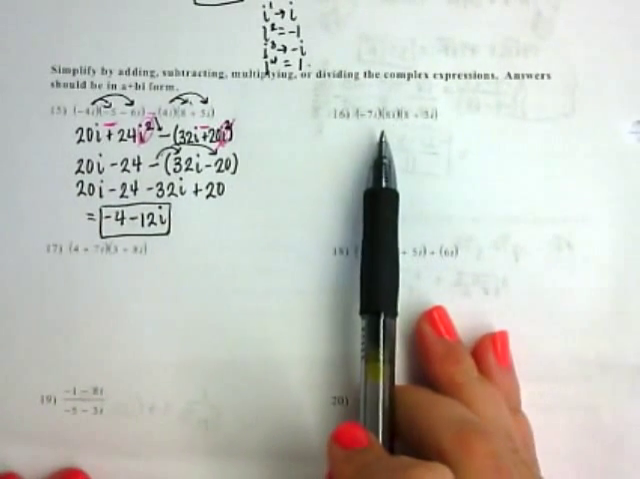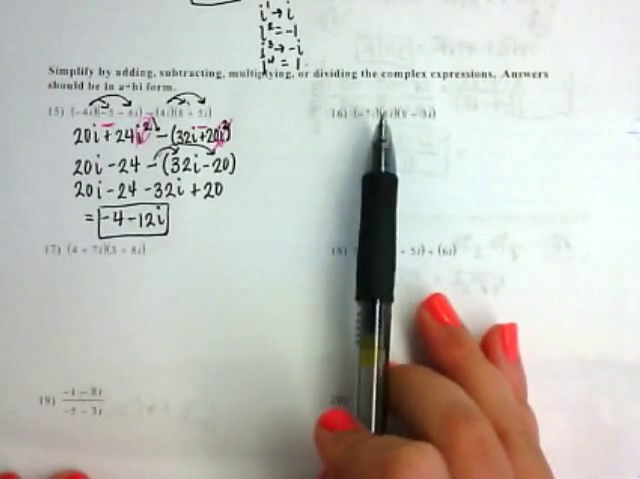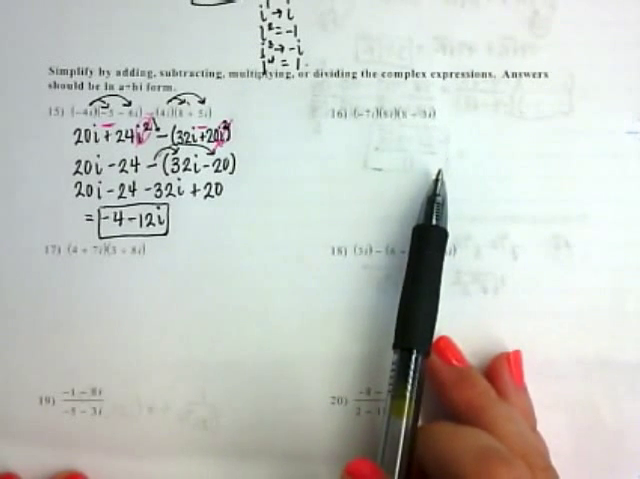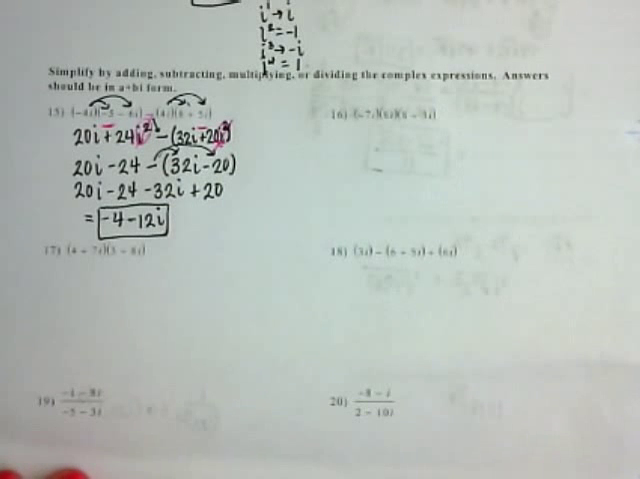On number 16, don't be intimidated that it's 3 terms. Here you're just going to distribute the first 2 terms, bring them down. You're going to bring down the last parentheses and then distribute one more time. So essentially just 2 layers of distributing. And you guys are good at distributing, you can handle it.